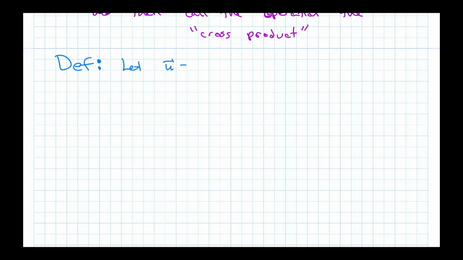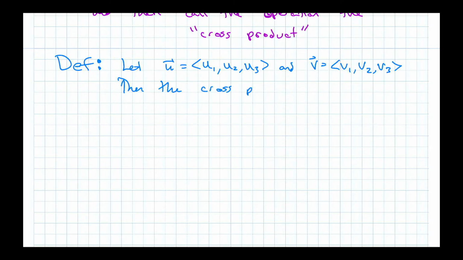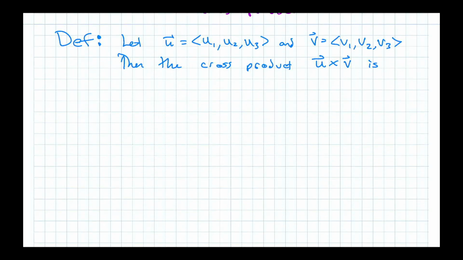Let U equal U1, U2, U3, just like before. And V equals V1, V2, V3, just like before. Then the cross product, U cross V is how you would say that. U cross V is the vector, U cross V equals, and it's the vector that we just wrote down.